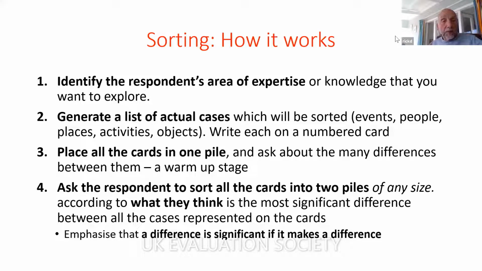So you start off by placing all these cards in a pile. For example, we might be talking about a number of different NGOs in Bangladesh, and I'll show you an example shortly, that a donor is thinking about funding or has been funding. We'll start off with a warming up stage, asking the respondent to pull out one card at a time and say, how is this NGO different from all the others in the pile?